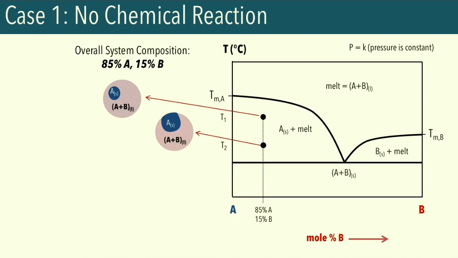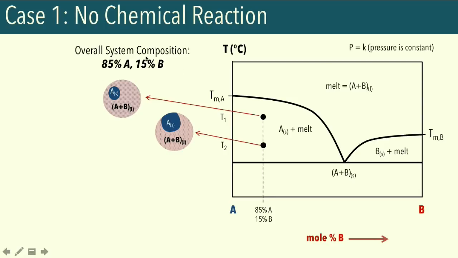Now that we have a much clearer image of what's happening throughout the phase diagram, let's look at how we could use the phase diagram to also determine the composition of each of the phases. This is especially important in the solid A plus melt region, where we saw earlier that we have changes in composition of the melt as A crystallizes out of the solution. We'll investigate what happens at temperature 1 and temperature 2 indicated here.